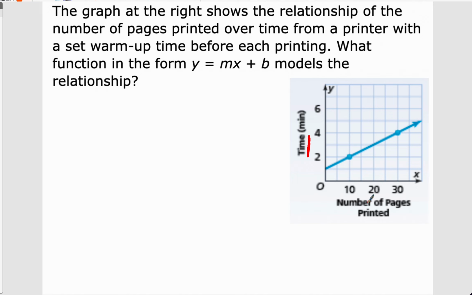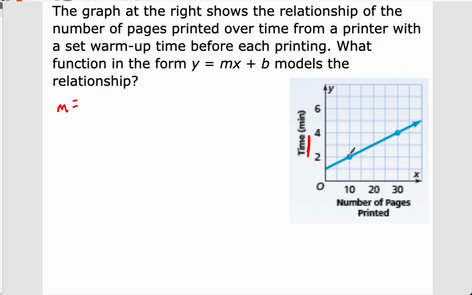So instead of talking about pages per minute, which is what we would normally do, now we're going to talk about minutes per page. That's going to be our slope, which is kind of weird, but it still works. It can still be an equation that we can make sense of. So we're going to do our slope.